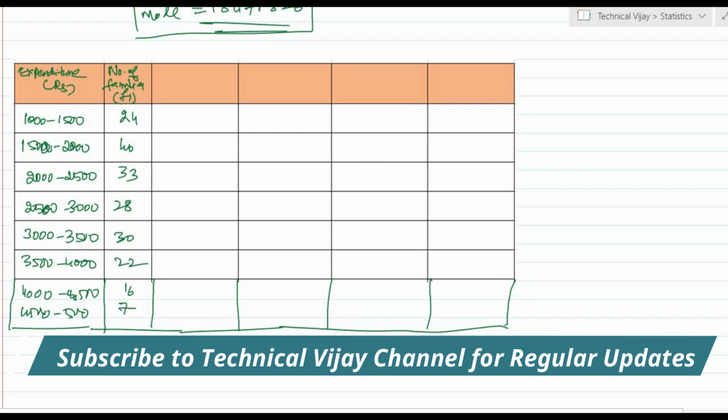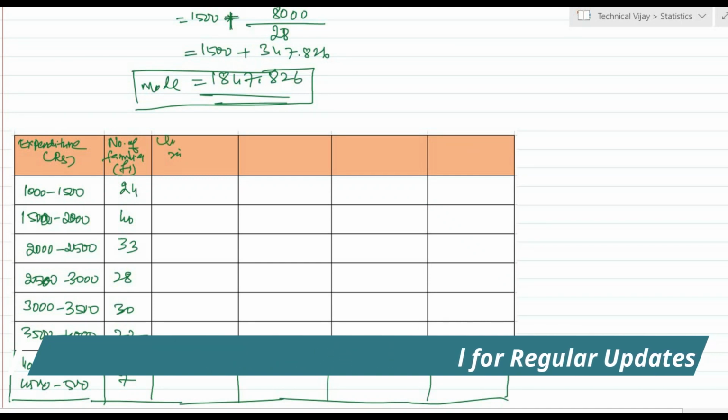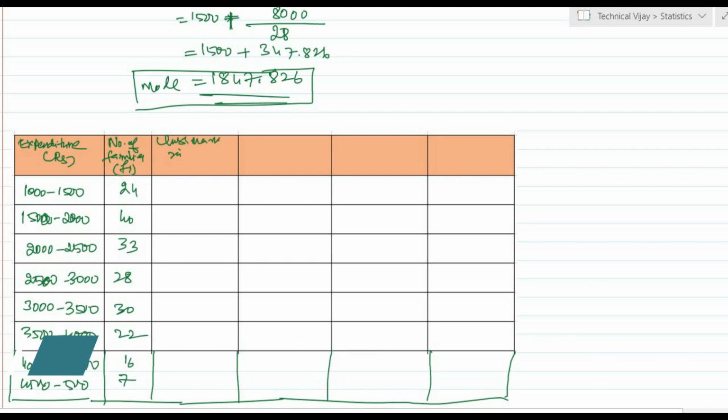Now we have to calculate the mean of this one. That is what we have calculated in the previous examples. I will find it by using the assumed mean method. Here xi is the class mark. Now we have to calculate the class mark. Class mark is nothing but what? Upper class limit plus lower class limit divided by 2, which is equal to the class mark.